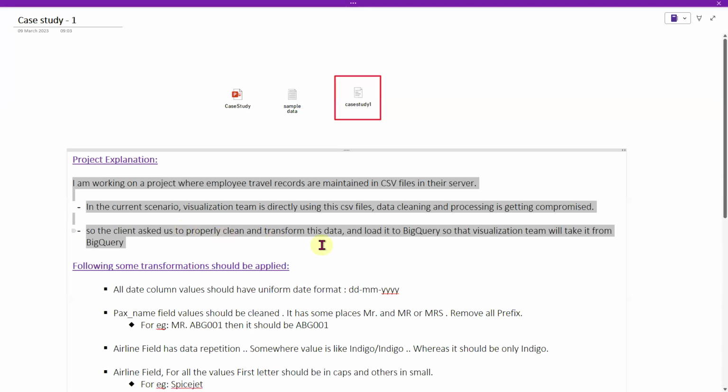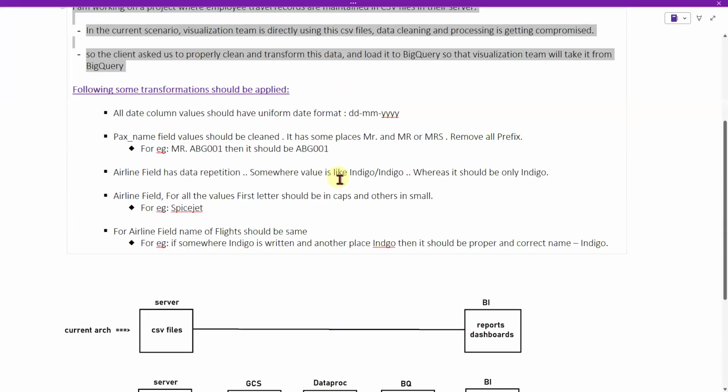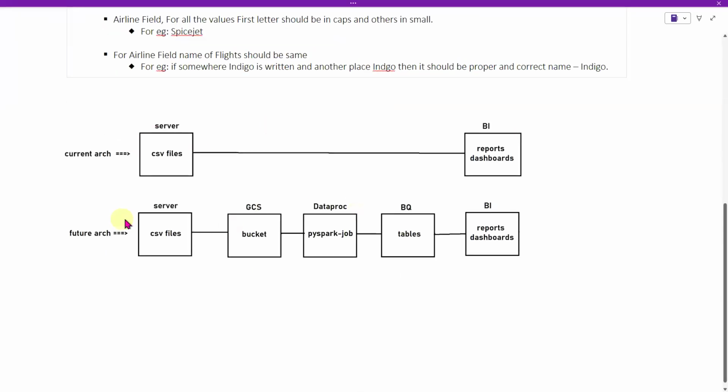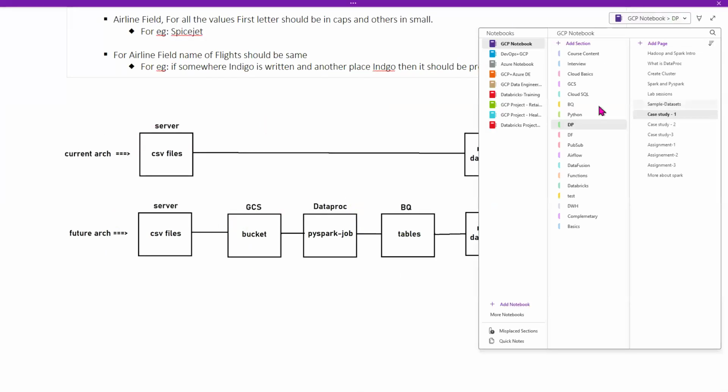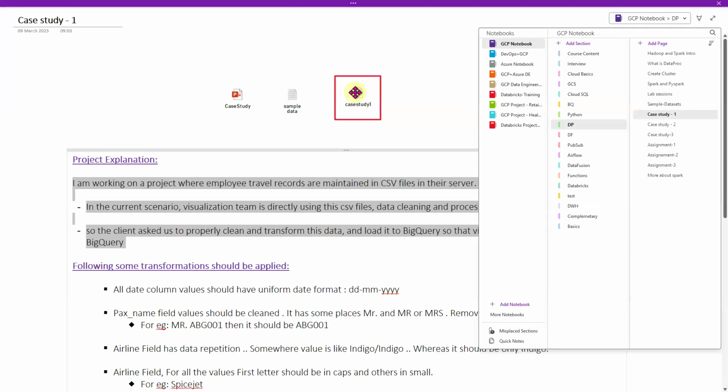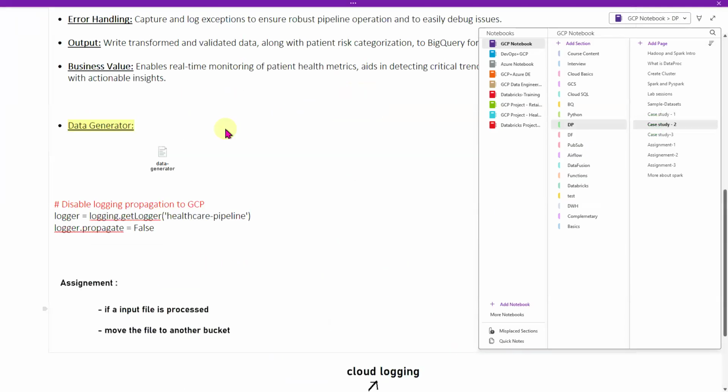So the client asked us to properly clean and transform this data so that we load it to BigQuery. So this is a real-time case study. The current architecture, the future architecture, and the code are available. Everything is available here. Case study 1. Similarly, case study 2.